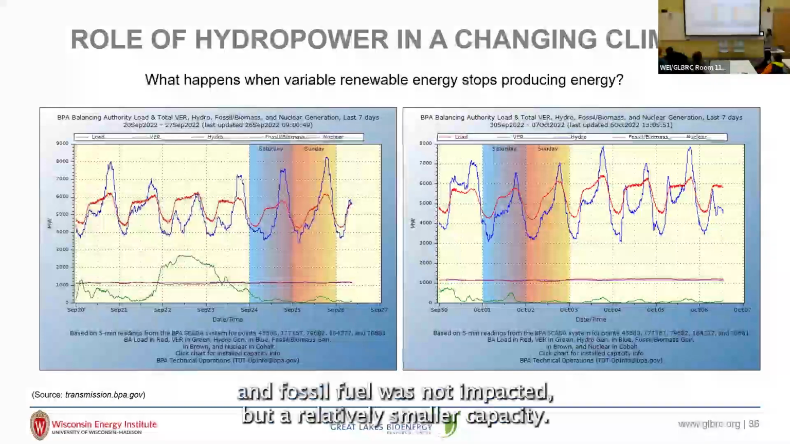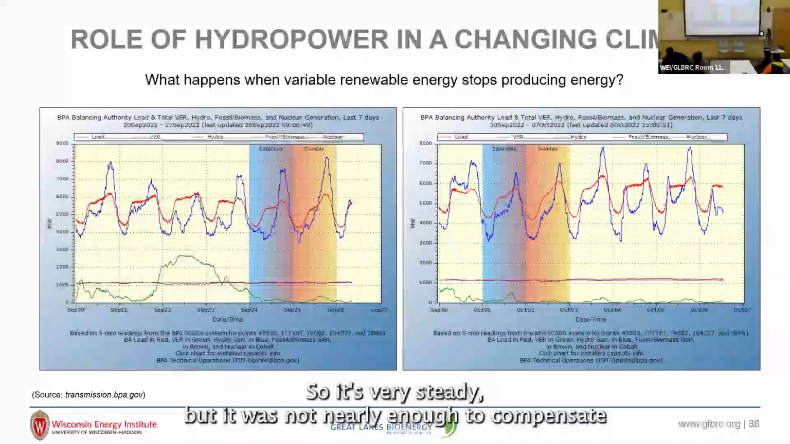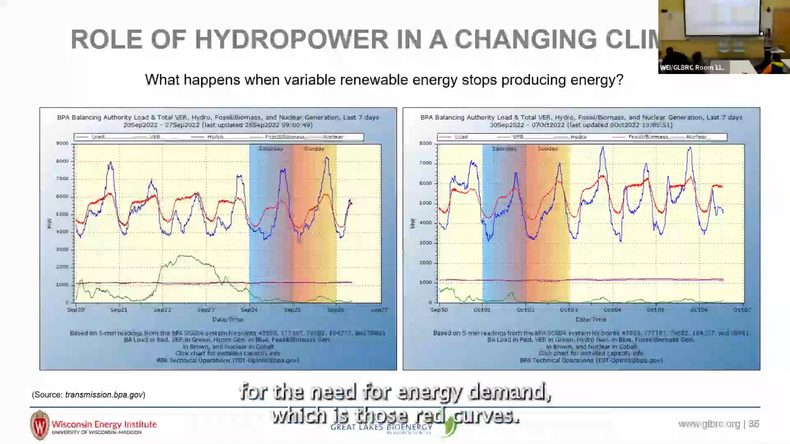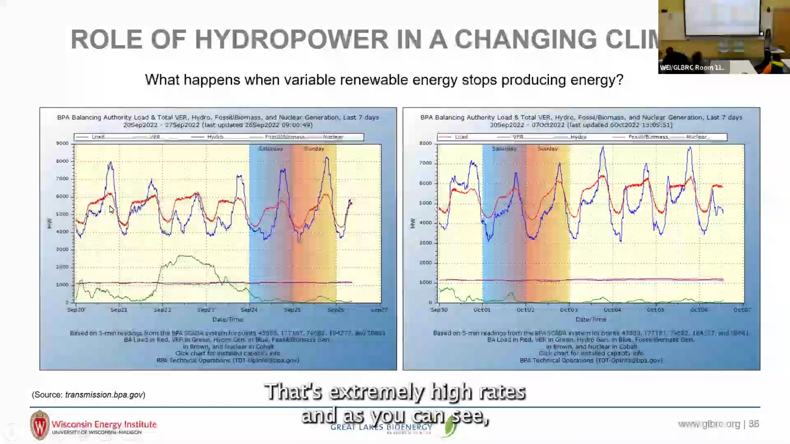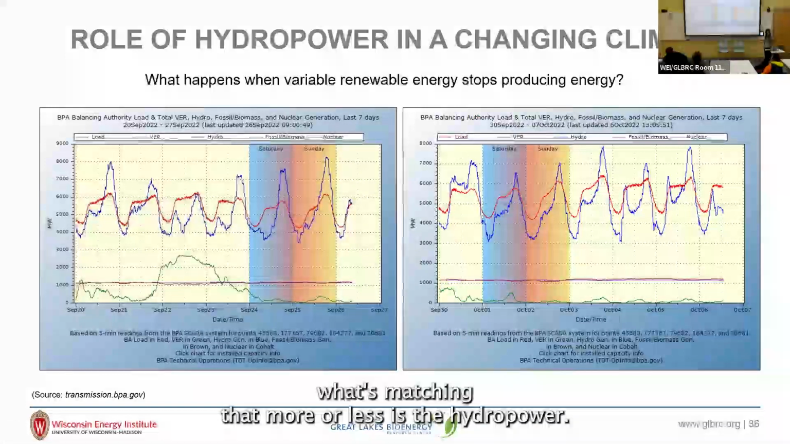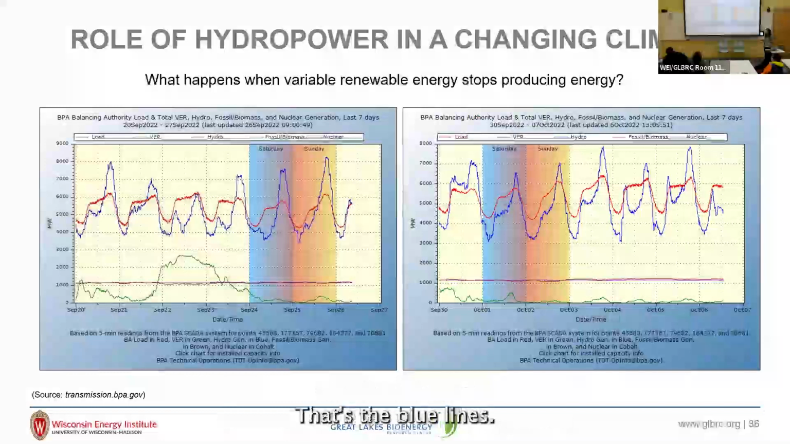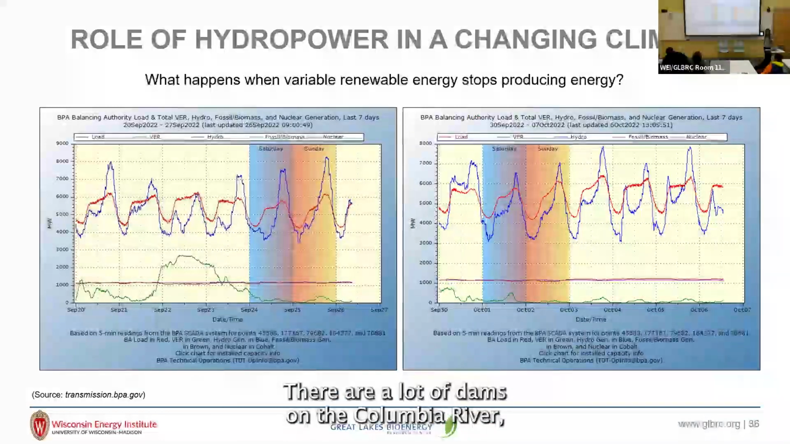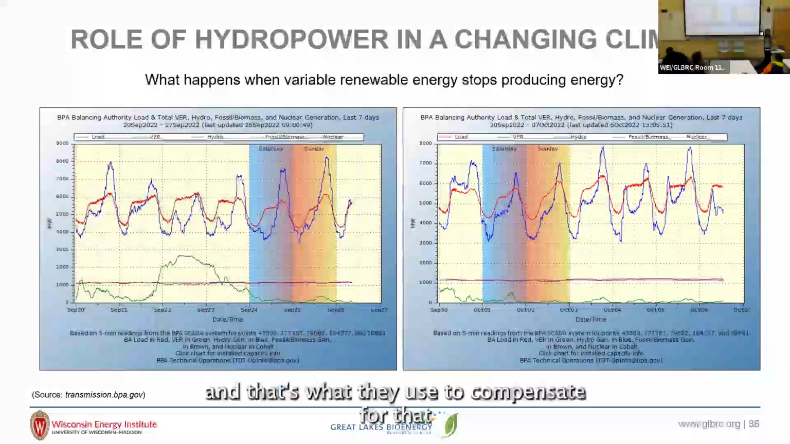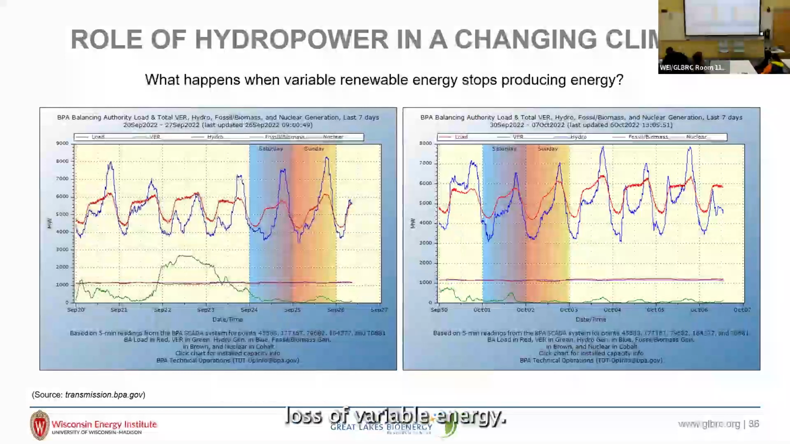The nuclear and fossil fuel was not impacted, but a relatively smaller capacity. So it's very steady, but it was not nearly enough to compensate for the need for energy demand, which is those red curves that's extremely high, right? And as you can see, what's matching that more or less is the hydropower. That's the blue lines. There are a lot of dams on the Columbia River. And that's what they used to compensate for that loss of variable energy.